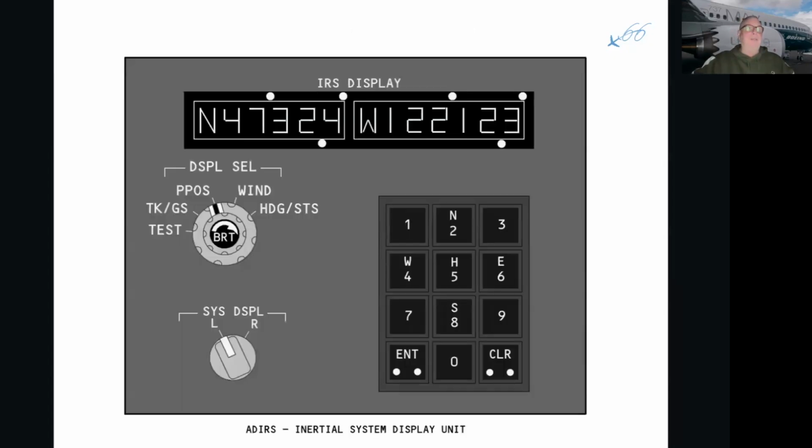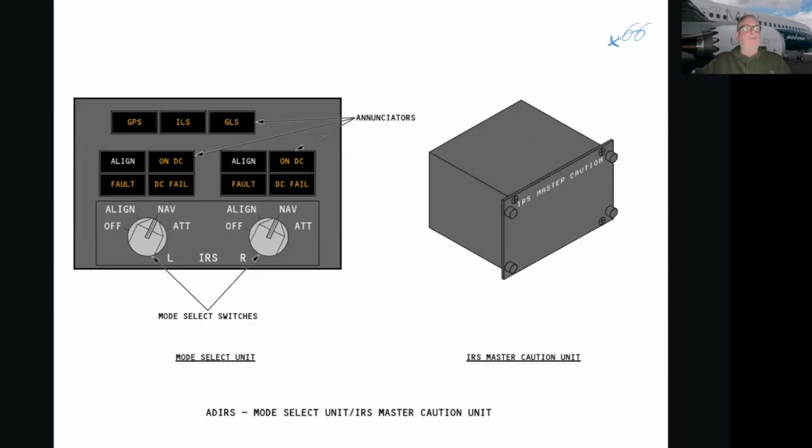So here is the SDU. It enables the pilots to view data and manually enter the present position. Okay, present position. If you selected the present position here, it would accept you putting in the present position. And look, it's got north, south, east, west as well. It's got all the parameters that you can put in. Then the mode select unit, the MSU. We said we can switch them on and off.